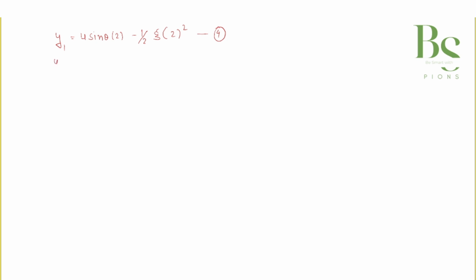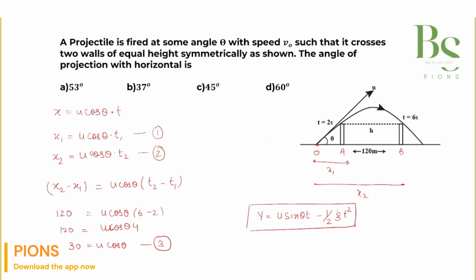Similarly, y2, the position coordinate of the projectile when it was at B. So u sin theta, and the time is how much? 6 seconds, minus half g 6 square. I hope this is clear. Okay, so this is our equation 5. Now let's go back to the diagram and understand the next concept.